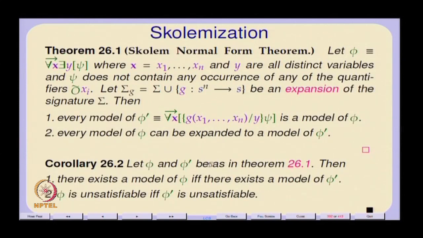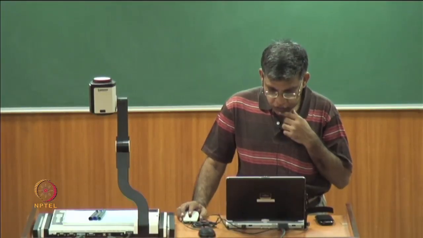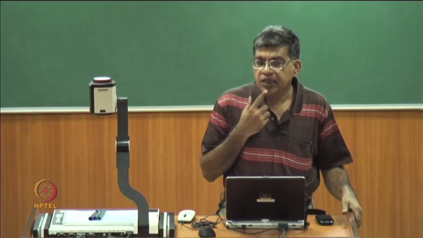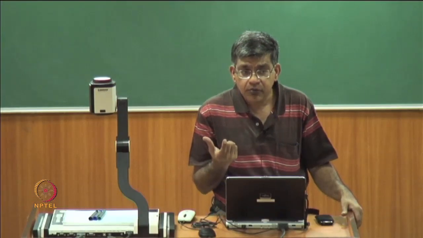But what this means, and the corollaries are actually more important, is that there exists a model of phi if and only if there exists a model of phi prime, right. And conversely, phi is unsatisfiable if and only if phi prime is unsatisfiable, right. So, what it means now is that we are going to work with these phi primes, right. Remember phi prime is not logically equivalent to phi. So, we come to the notion of a Skolem normal form, in which we do not preserve logical equivalence, but we preserve satisfiability.